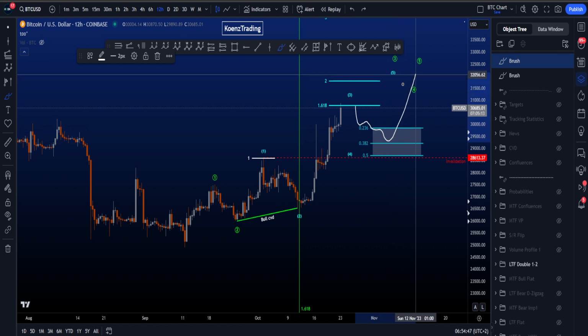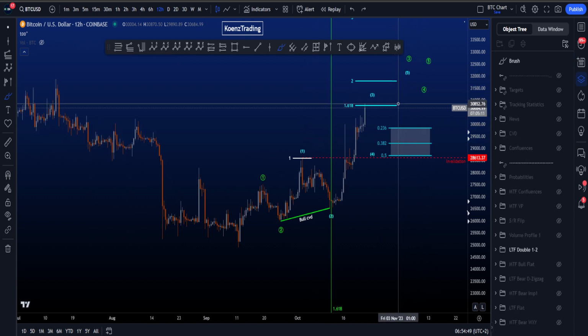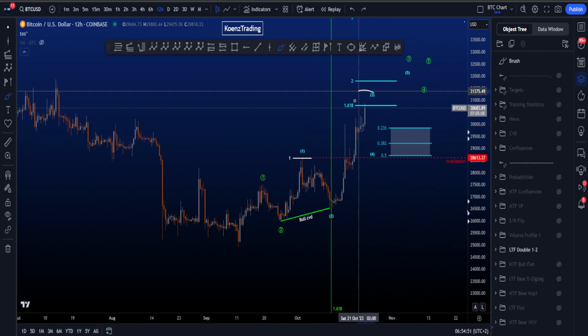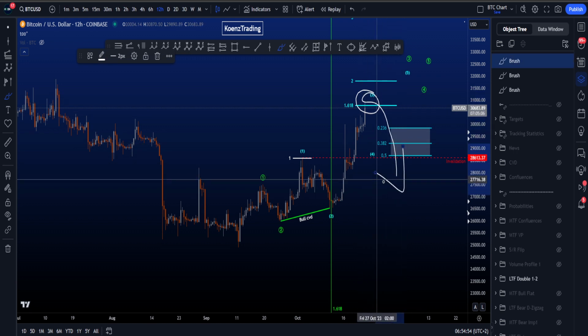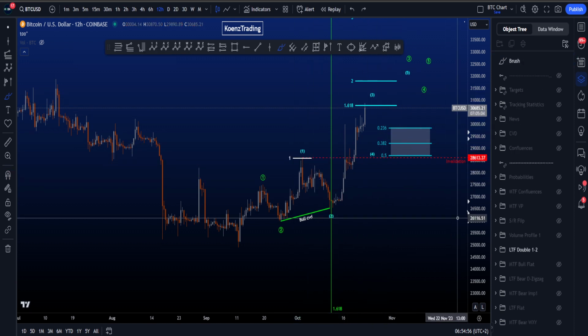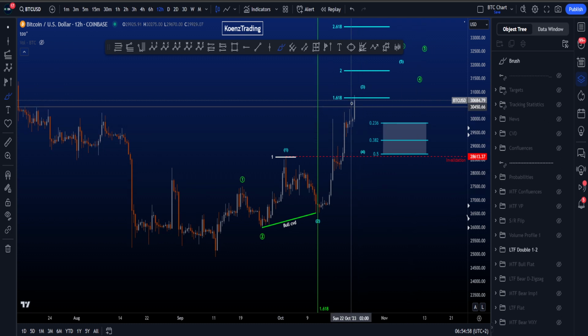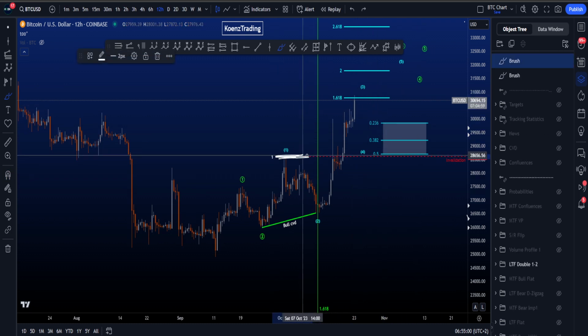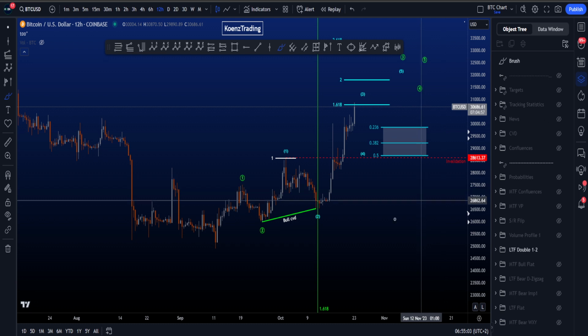And then you want to see continuation to the upside. In the bearish scenario, you want to see price stopping here and continuing to the downside, reaching the invalidation at 28.6k. If price would move down and hits this level, that would not be good for the bulls.